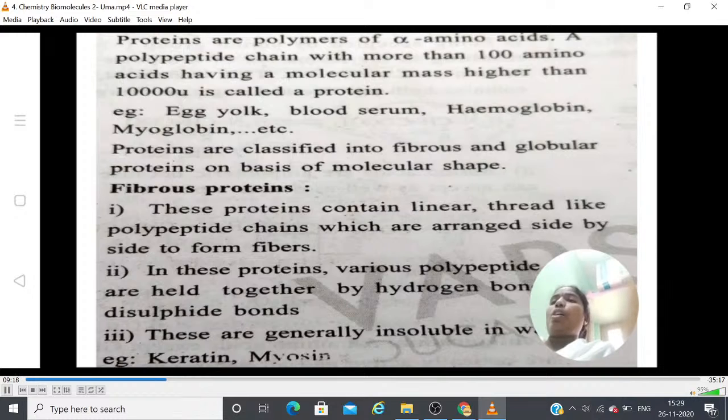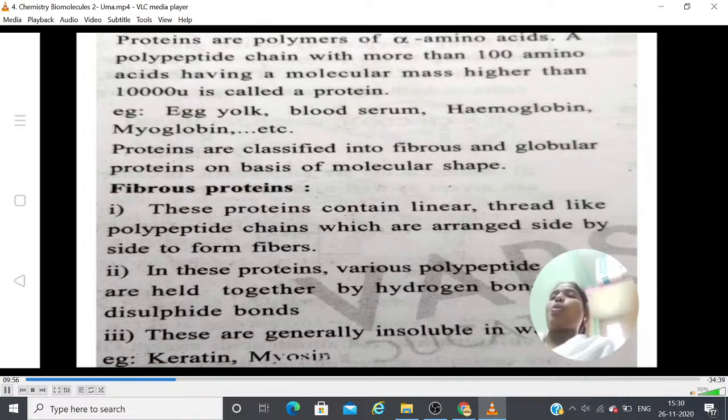Next point, in globular protein structure, intramolecular forces are present. These globular proteins are water soluble. So fibrous proteins are water insoluble, and globular proteins are water soluble. Examples of globular proteins are insulin and albumins. This is the classification of the proteins.